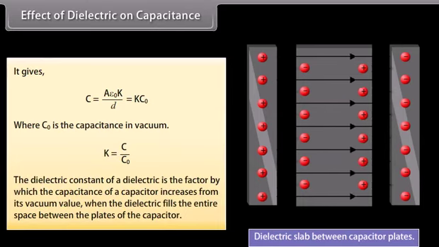The dielectric constant of a dielectric is the factor by which the capacitance of a capacitor increases from its vacuum value when the dielectric fills the entire space between the plates of the capacitor.